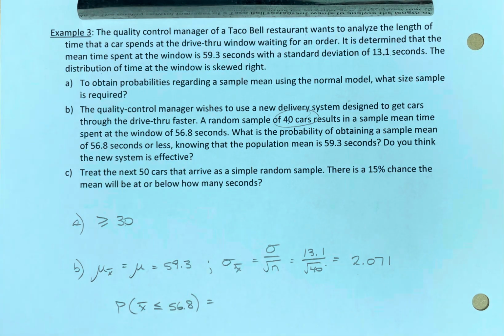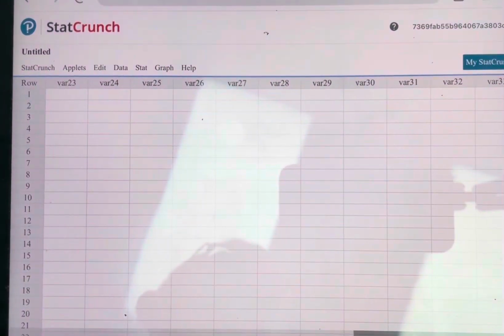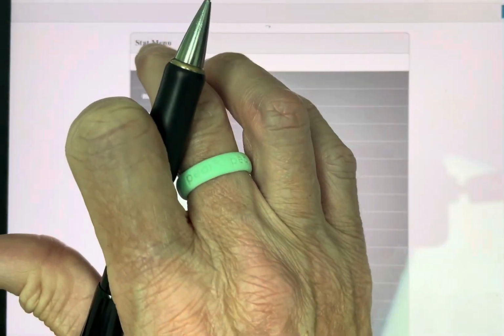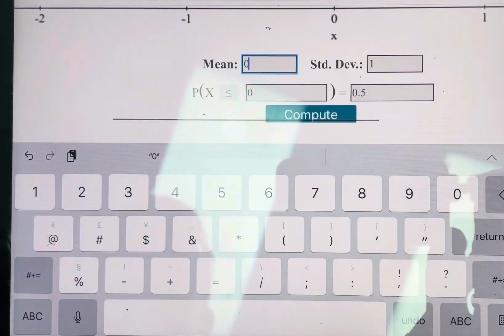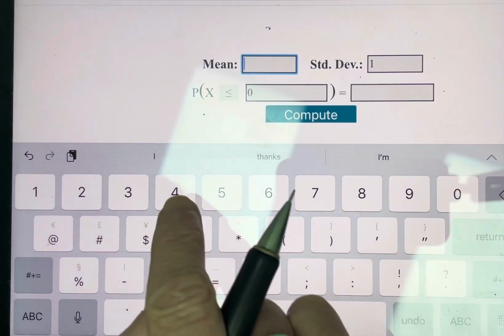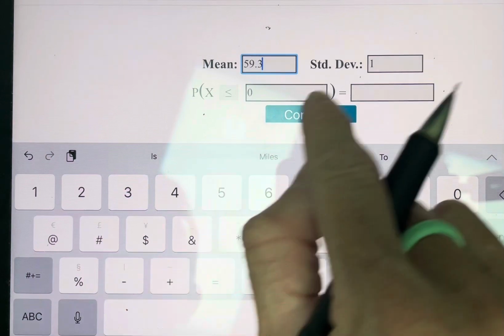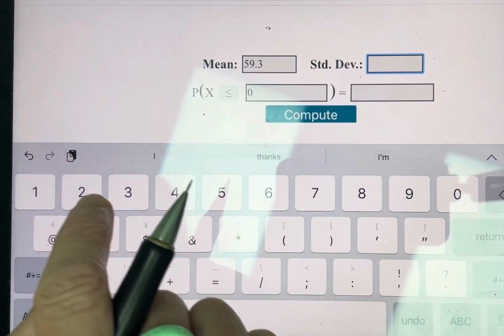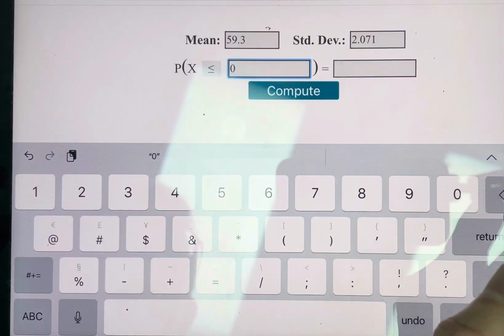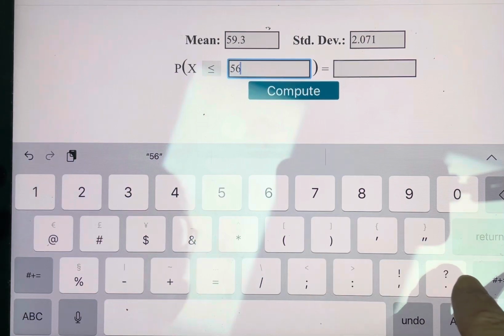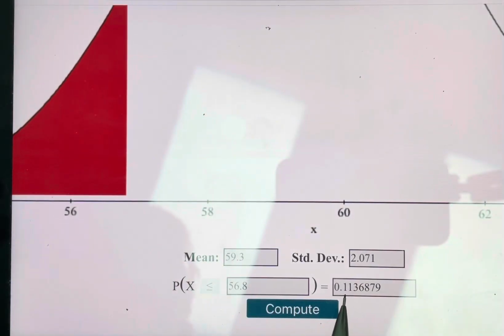And let's go to our normal calculator to come up with that. Okay, back to here. Okay, stat calculator is normal. And get into there. Our mean is 59.3. Our standard deviation is 2.071 to 3 decimal places. And we want the probability to be less than or equal to 56.8. Compute. 0.1137. How about that? 0.1137 is the probability.